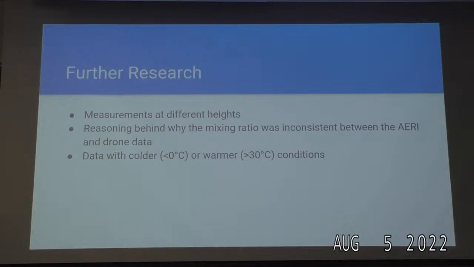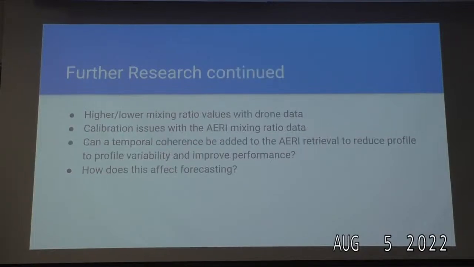And as well, there are probably more questions about this data and further research that can certainly be done here. We can look at measurements at different heights, and some additional reasoning behind why the mixing ratio was so inconsistent. And we only did this during the summer months, so it would be interesting to see data with colder or warmer conditions. There are also potential issues with seeing higher mixing ratio values than we saw. We didn't get data during a particularly humid day, so it would be interesting to see how the drone would respond to that as well, since we didn't see any drone values above 10 grams per kilogram.